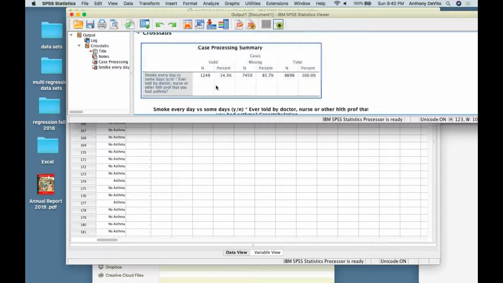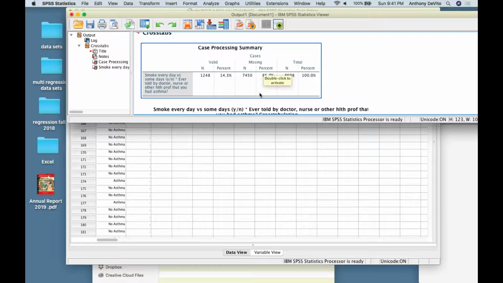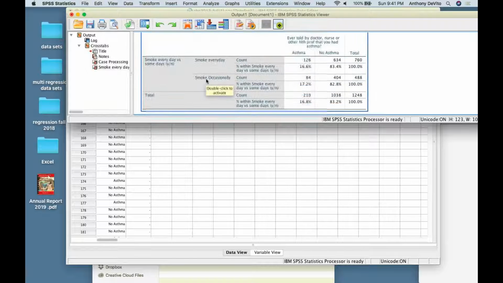Okay, here we go. Out of 8,698 people, 7,450 of them are not smokers at all, so they don't show up here. So we have 1,248 people that fit into these two categories. Smoke every day, we had 760 people. Smoke occasionally, we had 488 people. Out of the 760 people, 120 people had asthma. The rate of asthma, the risk or rate in that group, is 16%.